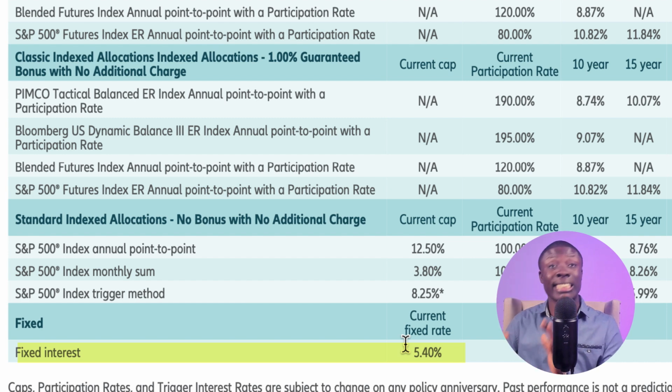All these numbers can change. It's not set in stone. But currently, this is 5.4%, which is really high. So if you want to get some sort of growth in your policy every year, you want at least some growth, then you can allocate some of that to the fixed interest.